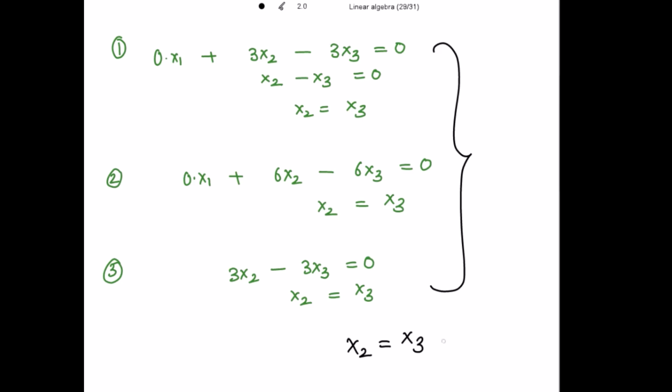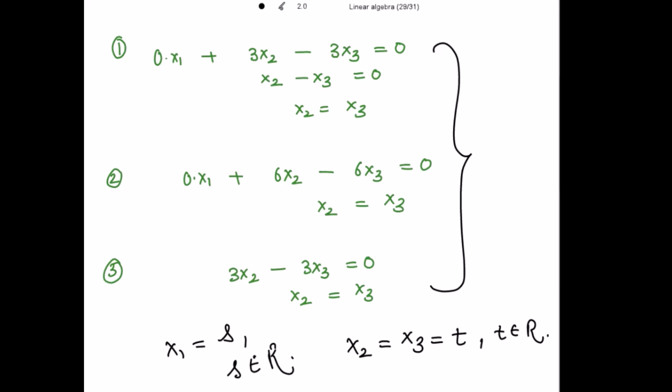Let me give the value x3 equal to t, where t belongs to the set of real numbers. So x2 and x3 both are equal to t, right? But there is no x1. Because I need also x1, let me give another value, x1 equal to s, where again s belongs to the set of real numbers.